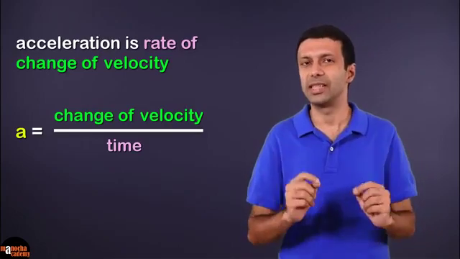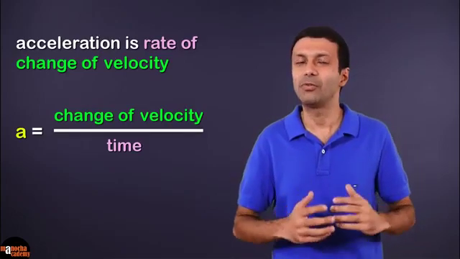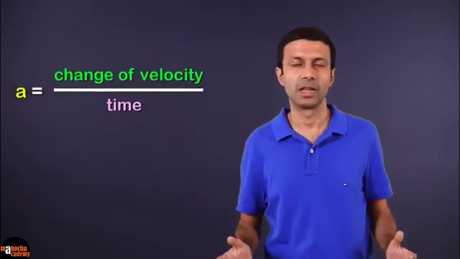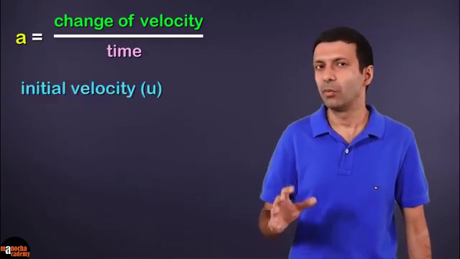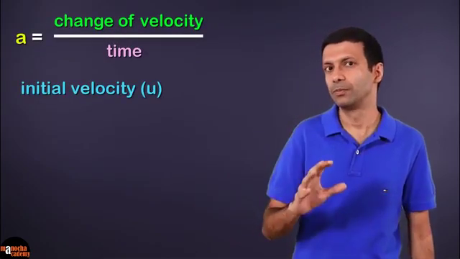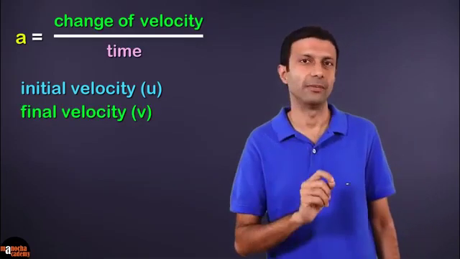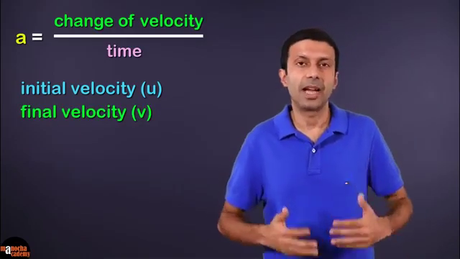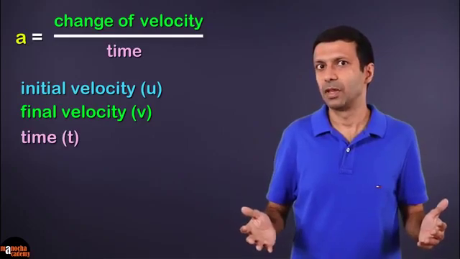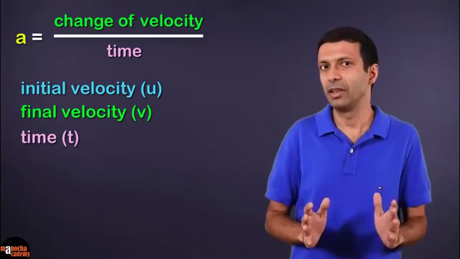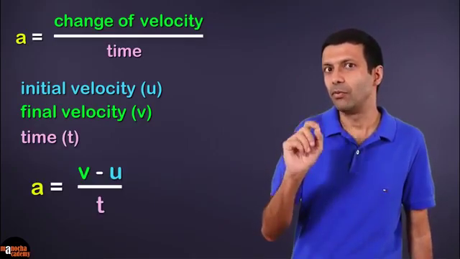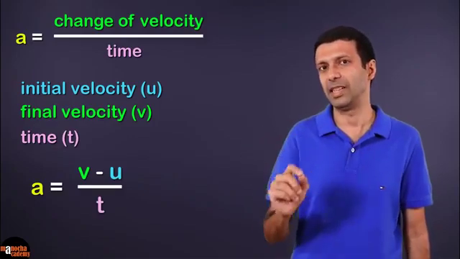Now let's use this definition to write the formula of acceleration. Let's say a body is moving with an initial velocity of u and it accelerates to a final velocity of v in, let's say, time t. So what is the formula of acceleration? a is equal to (v minus u) by t.